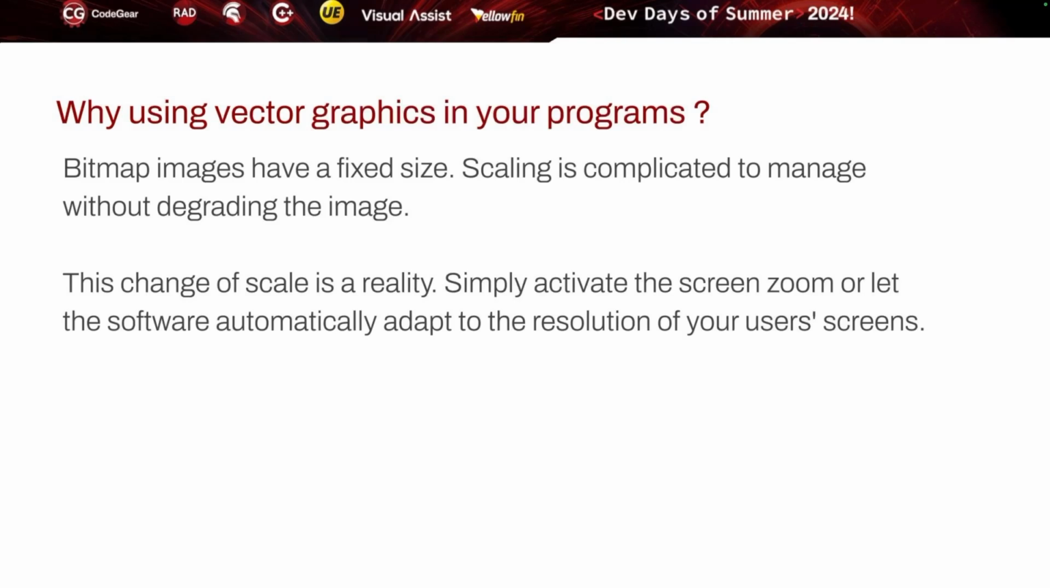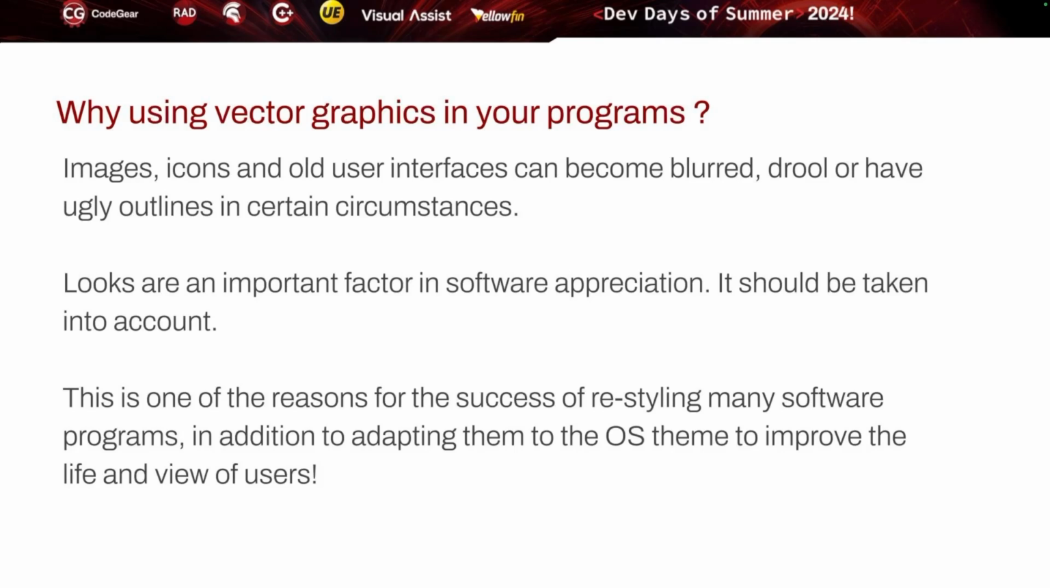Why use vector graphics in your programs? Bitmap images have a fixed size. Scaling is complicated to manage without degrading the image. This change of scale is a reality. Simply activate the screen zoom or let the software automatically adapt to the resolution of your users' screens. Images, icons, and the whole user interface can become blurred, dull, or have ugly outlines in certain circumstances.